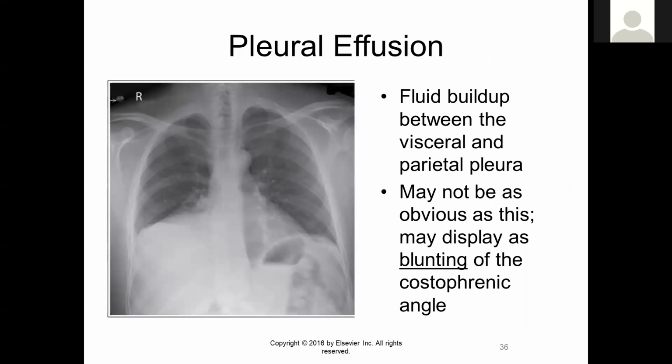Pleural effusion. This is excess fluid in the space between the visceral and parietal pleura. In this case, pretty obvious on this image, but sometimes the only difference is instead of a sharp costophrenic angle, you see a blunted tip, almost like an eraser or a rounding of it. We're taking the sharp edge off that costophrenic angle. That represents pleural effusion. It is not fluid inside the lung. It's on the outside.